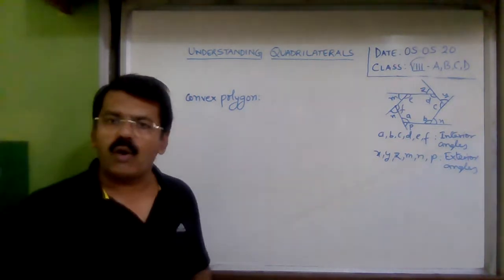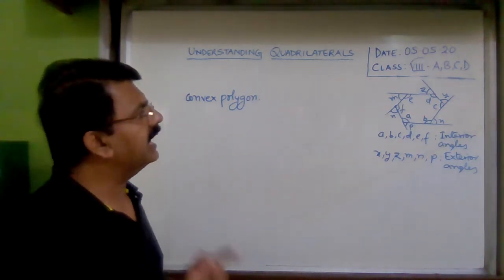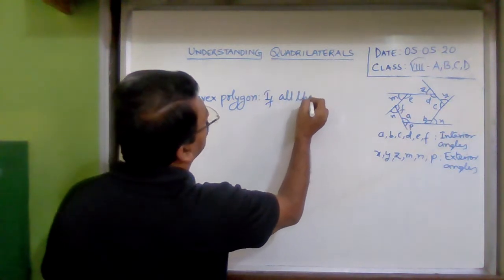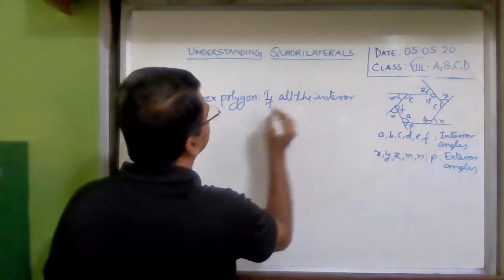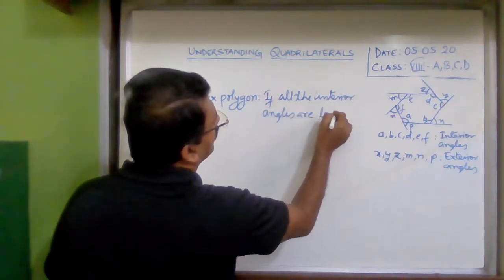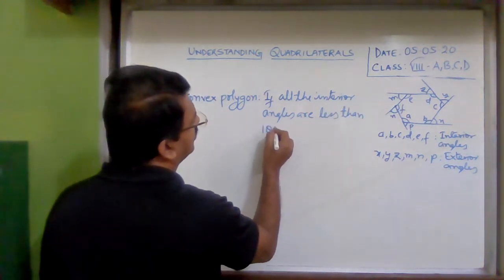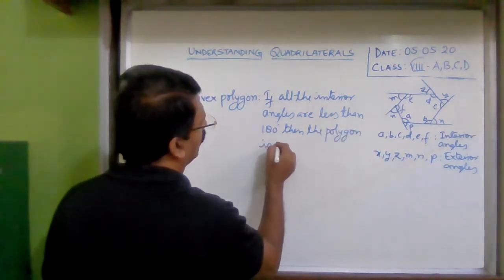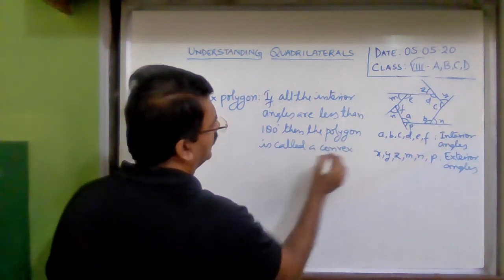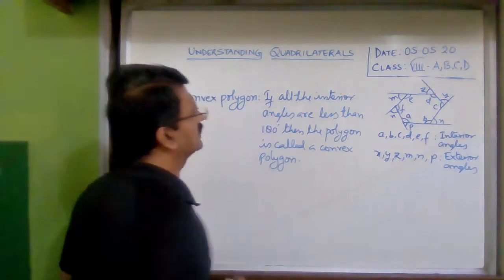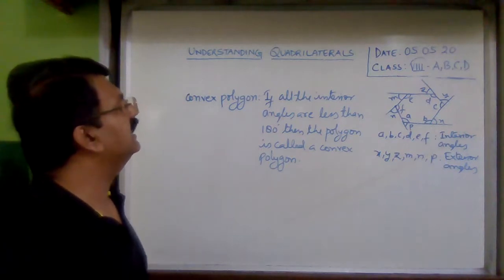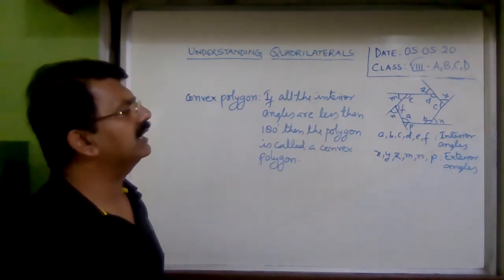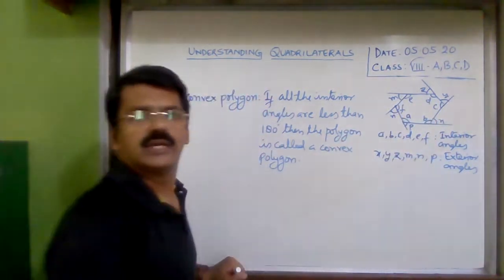Now in a polygon, if all the interior angles are less than 180 degrees, then it is called a convex polygon. Clear? The example is there only. You can see all the interior angles are less than 180, so it is a convex polygon.